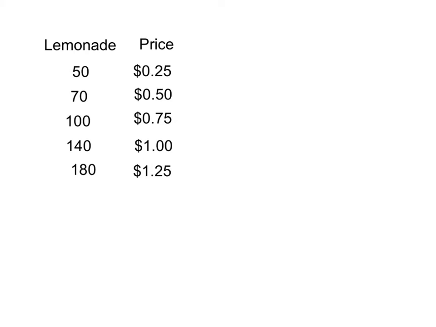Let's say that there's a street corner where kids sell lemonade. So if they can sell the lemonade for 25 cents a cup, they'll make 50. If the price that they can charge rises to 50 cents, then they'll make 70, and if it rises to 75 cents, they'll make 100. If it rises to $1, they'll make 140, and if it rises to $1.25, they'll make 180.